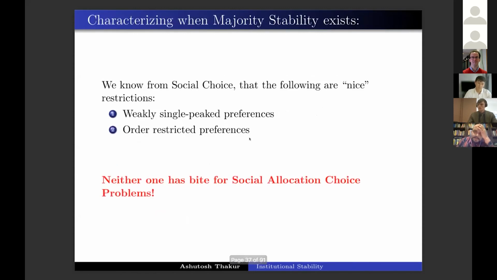Okay, so then let's think about in which cases you can characterize nice environments for majority stability. You might think that, from social choice, there are these nice restrictions on preferences: weakly single peaked preferences, order restrictions, and so forth. What I can show is that these basically have no bite in this social allocation choice problem we're studying, social choice over matchings.